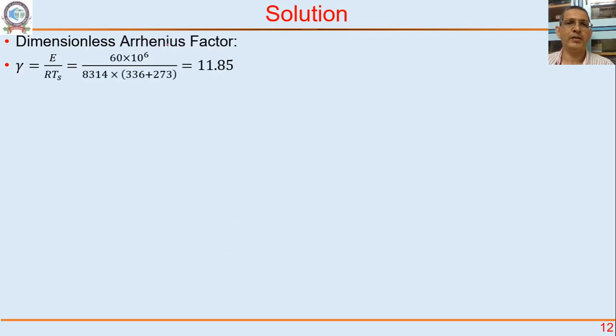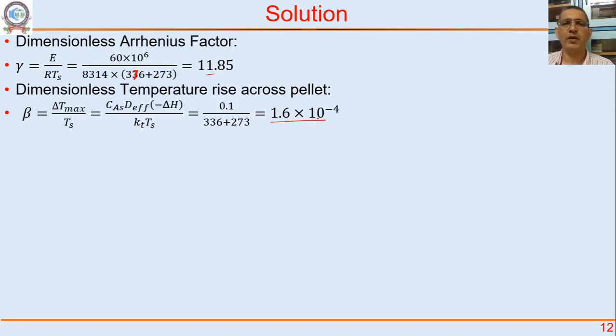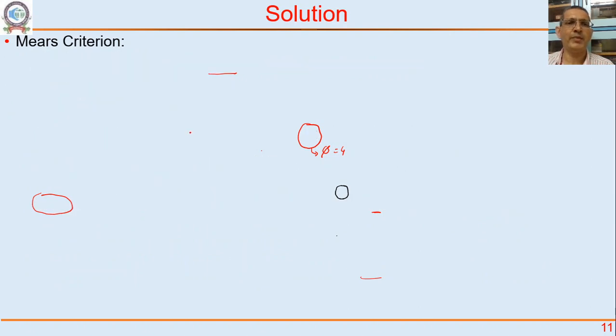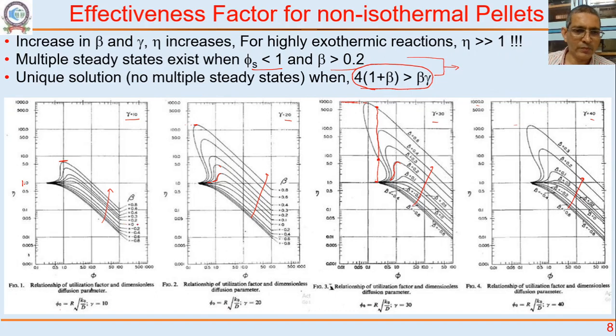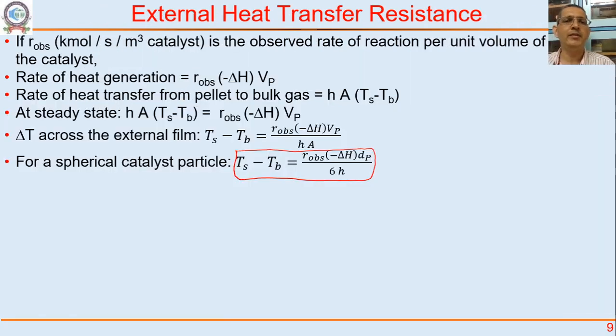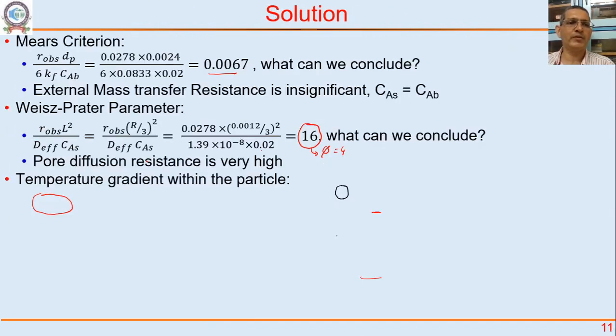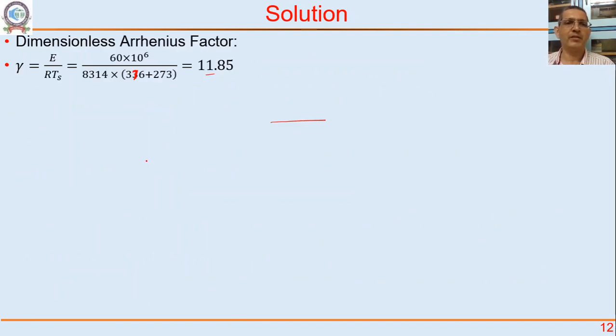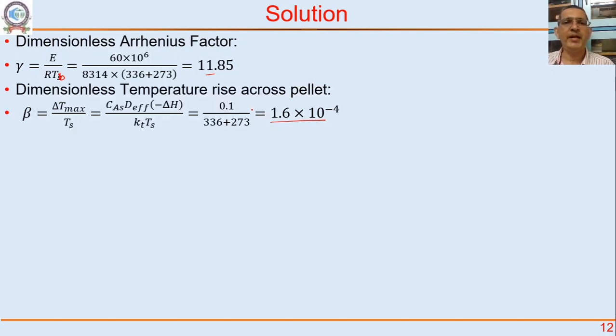Anyway, I will tell you why it does not matter. It should be 376, so gamma is around 10 maybe. Dimensionless temperature rise, beta. Beta is small. If beta is small, what do you conclude? Beta is small, gamma is 10, 11. Gamma doesn't really make too much difference. Beta is practically 0, you see. Practically, it does not make any difference. So even though we calculated the value of gamma wrongly based on bulk temperature instead of surface temperature, that's okay, because bulk is what we can measure. That's why we calculated it based on T bulk. Beta is negligible. If beta is negligible, there's no question of the effectiveness factor being greater than 1.